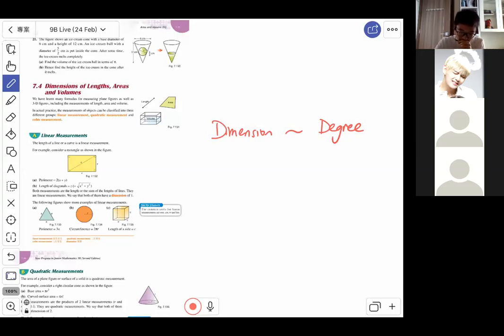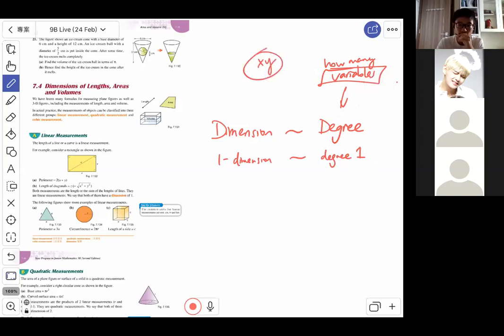Dimension and degree actually have the same meaning. For example, if we have one dimensional, then this is similar to degree one. What is meant by degree is how many variables multiply together. This is the keyword. For example, we have xy, then this is degree how much?